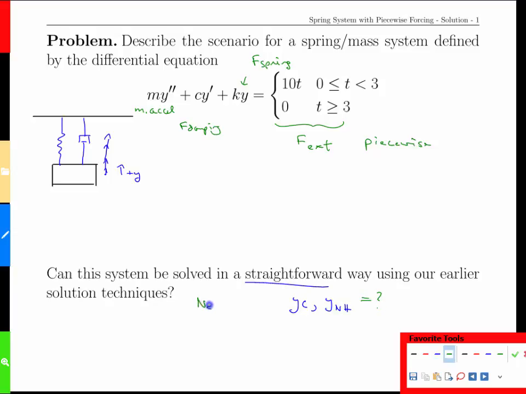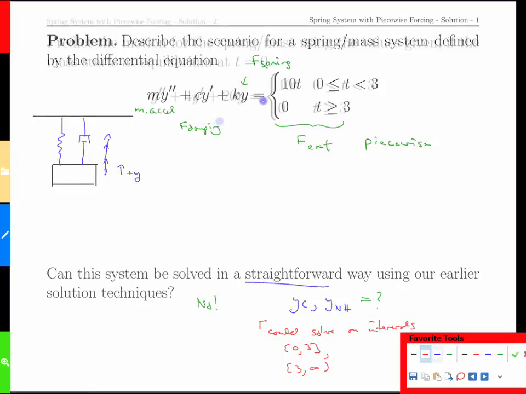The answer is no. If you look at the form that we would have used before, we would need the differential family of this right-hand side. Well, that doesn't really apply because there is no single function that's the derivative of this piecewise thing. We could solve this differential equation with this method on intervals. For example, we could solve it on the time 0 to 3 and then resolve it on the time from 3 out to infinity, but that would be quite a lot of work. We'd have to worry about the transition points and do a lot of bookkeeping. What we're going to see is that we can trade that bookkeeping for maybe a different kind of bookkeeping with Laplace transforms.